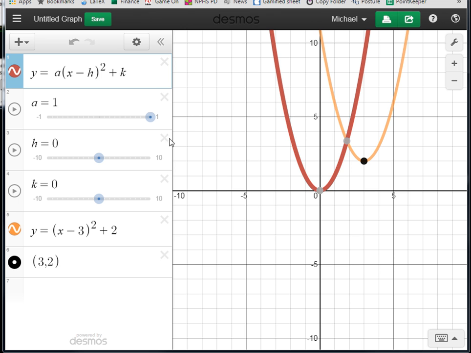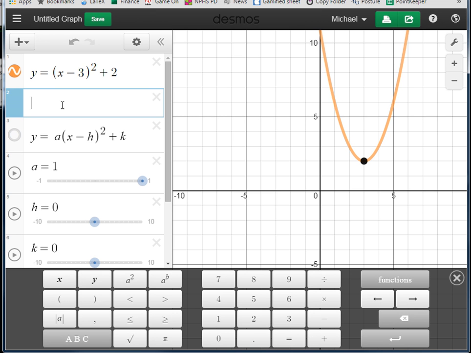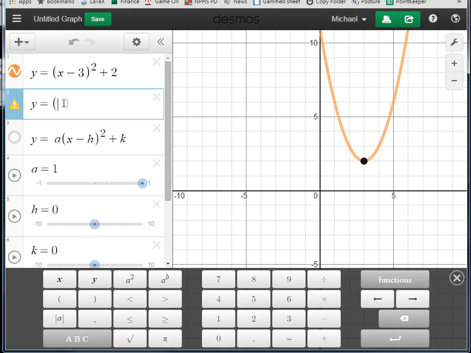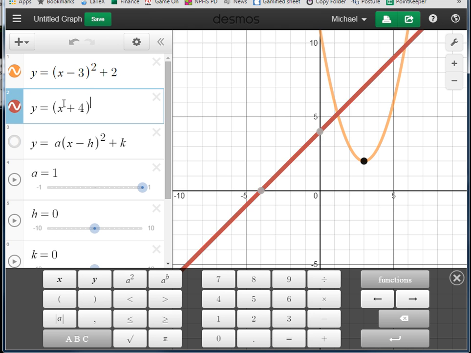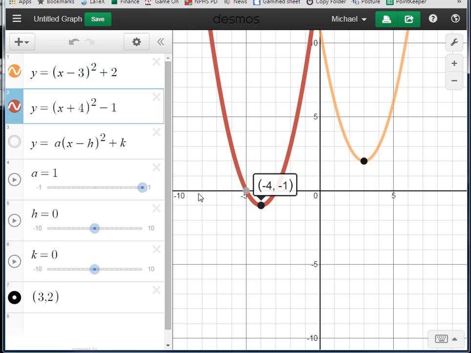Another thing that I'd like you to take note of here is that we can make a couple different parabolas. So I'm going to go ahead and turn off that red one, and I'm going to see if I can move this guy up, and we'll make another new one. Let's go ahead and add a parabola, and we'll say y equals (x + 4) squared, and then minus 1. Okay, so now we have two different parabolas that we can compare.